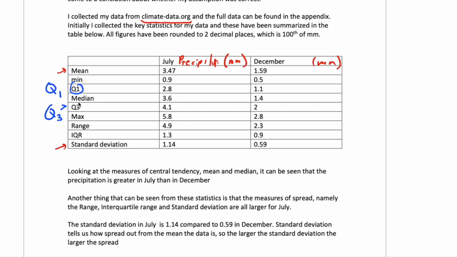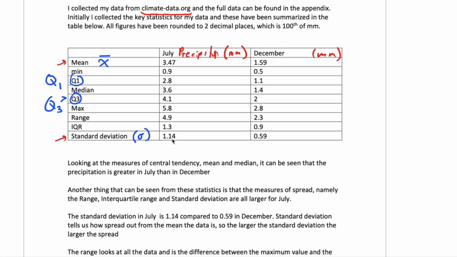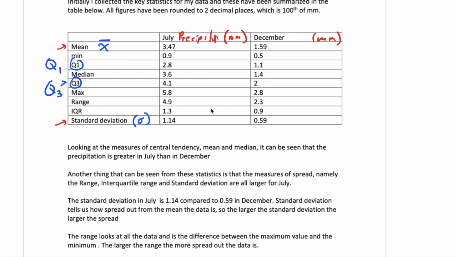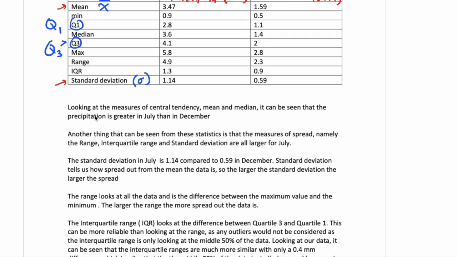All right. And what else? Standard deviation, you could use this symbol, lowercase sigma. For mean, you can use x bar. So you can throw in some of those symbols, but these are okay as they are. This is a pretty good summary of statistics here, nicely organized in the table. Is there anything missing? No, we got range, IQR. I think this is everything we covered.